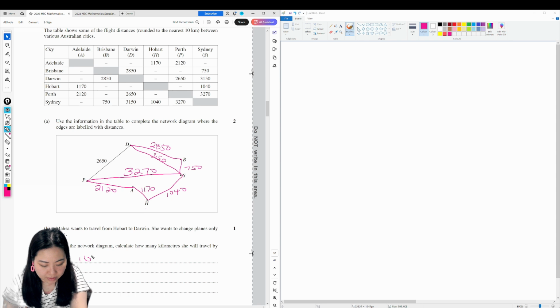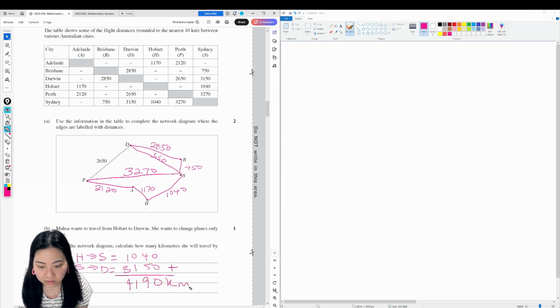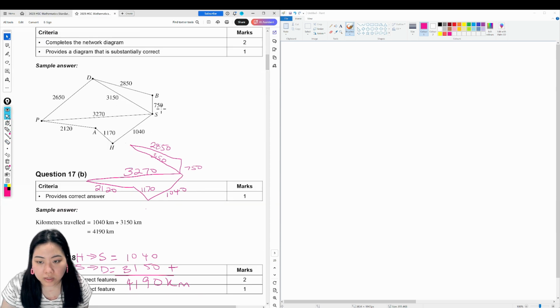Let's try that again. Hobart to Sydney is 1040, and Sydney to Darwin is 3150. Together, that is 4190 kilometers. Don't forget your units. Let's check the answers. Okay, let's see. I think that looks pretty good. And then 4190 kilometers. Excellent.